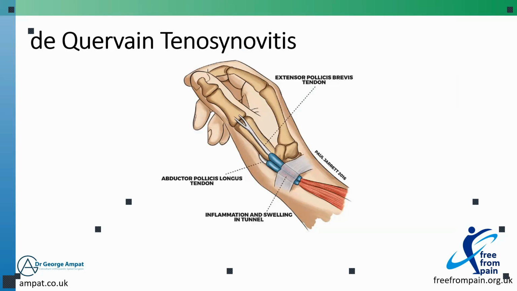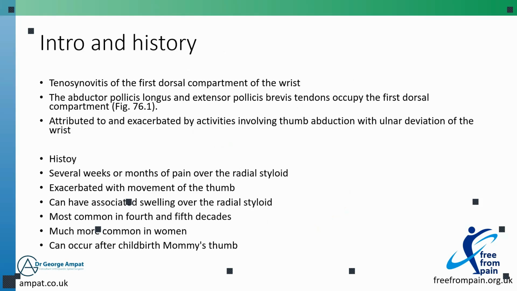There are two tendons there, the abductor pollicis longus and the extensor pollicis brevis. Both of them come through the first compartment, and sometimes repeated wrist radial deviation is what can cause it. So there will be swelling on the thumb, and usually it is just on the radial side. I'll show you another diagram later on where there is swelling.